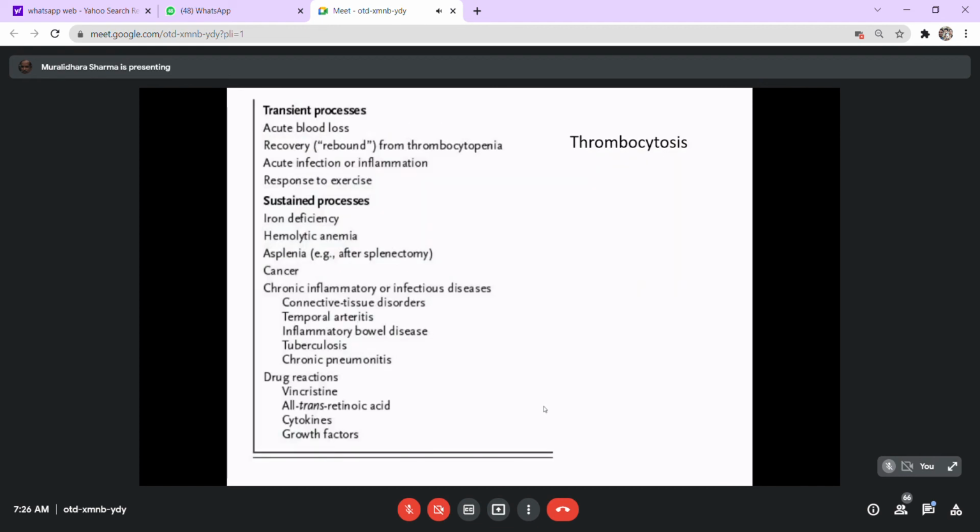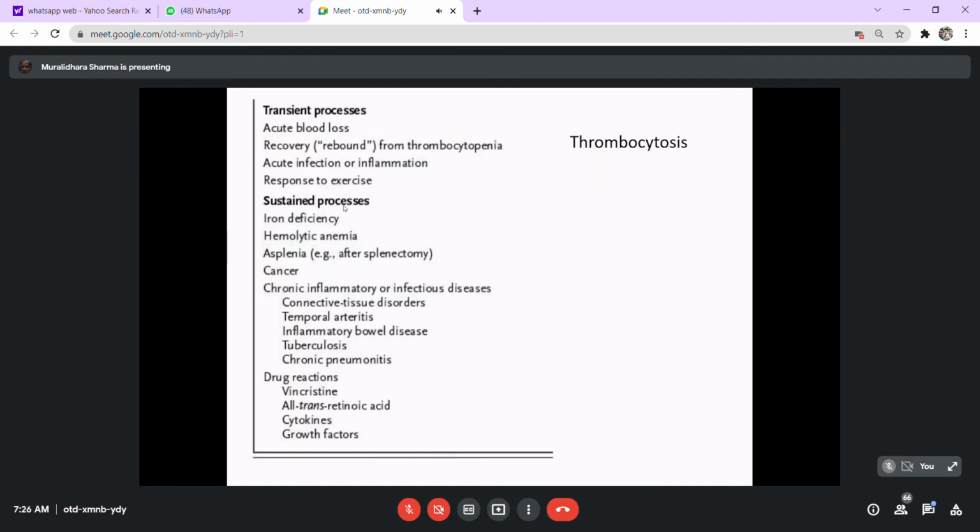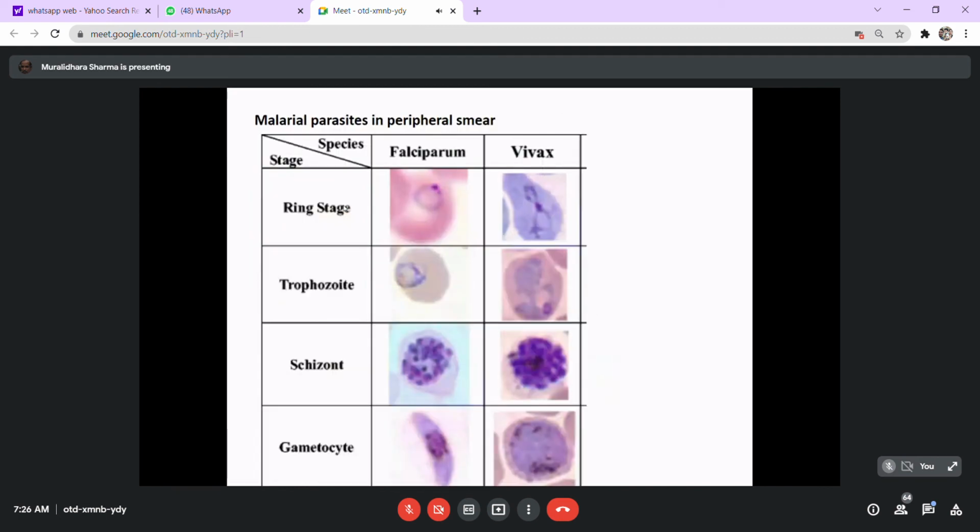If there's a platelet deficiency, in case of thrombocytopenia, if it is lesser than 150,000, then we say thrombocytopenia. And occasionally you may have a thrombocytosis. The platelet count may be more than normal, which could occur, most of the times, due to transient causes like acute blood loss, or when the patients are recovering from thrombocytopenia and you are treating the patients. In patients of acute infections, it can increase as such. So that's about one thing.